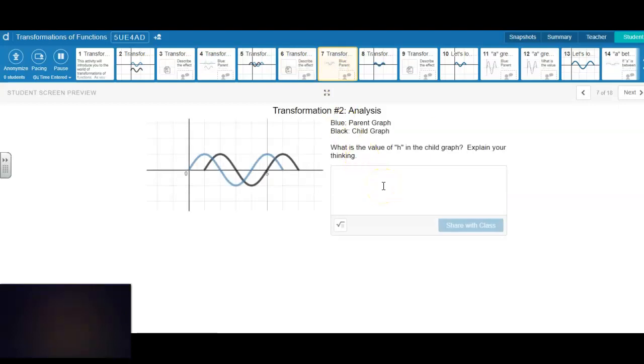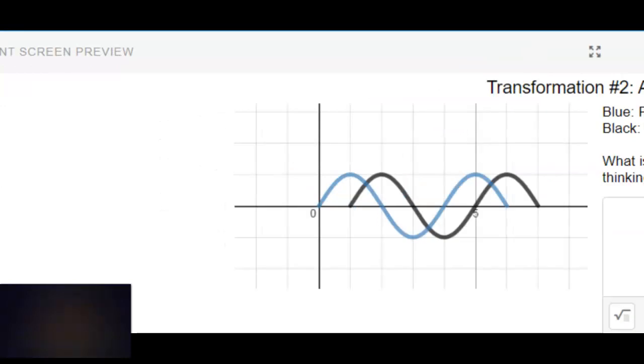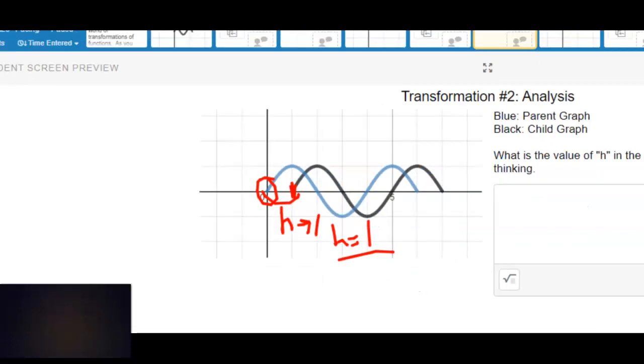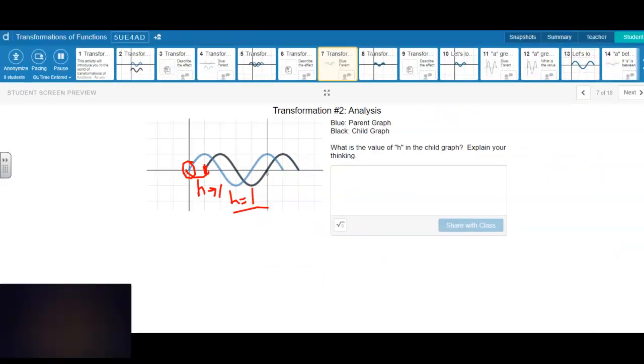Okay, we still remember that the blue is the parent and the black is the child. In this case, we're asking for the value of h. Well, h is that horizontal shift. So take a point that we can match up pretty easily, say that one right there. That matches up with this one, so it's just 1. It goes to the right 1, so h is going to be positive 1. That's it.